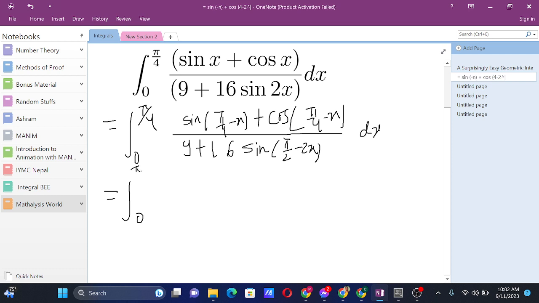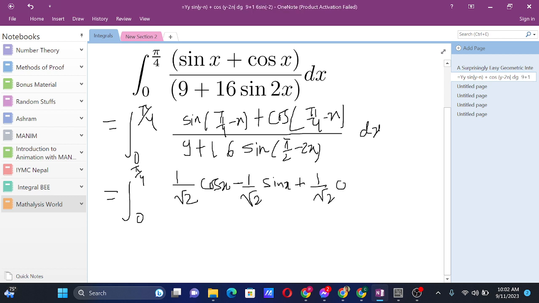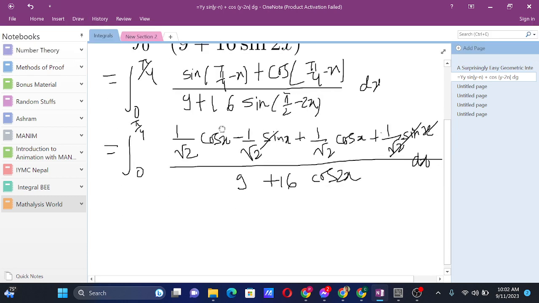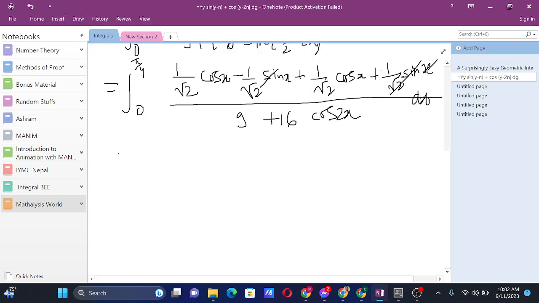Take a look at sin a cos b minus cos a sin b, plus cos a cos b plus sin a sin b. Now this gets cancelled out, so that's how it helps. But before going to that, let's write the denominator: 9 plus 16 cos 2x, dx. We have progressed a lot in these two steps, since it's a lot easier now.